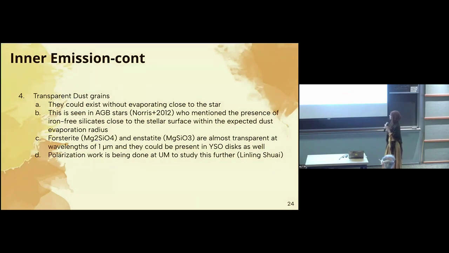So we might be seeing transparent dust grains as well. Those have been seen in AGB stars, if you look at Noura's paper, and they mentioned that there could be iron-free silicates close to the stellar surface within the expected dust sublimation region. So you have things like forsterite or enstatite, which are transparent at the wavelength that we're looking at, and they have been seen in the AGB stars, and we expect them to be seen in YSO disks as well. So polarization work will be really important to be able to look at this and figure out if we're actually seeing that in the YSO disks or not.